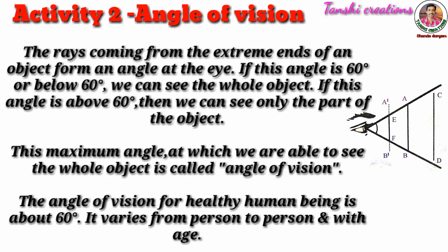Children, you have learnt that the value of least distance of distinct vision is about 25 centimeters and the value of angle of vision of a human being is about 60 degrees. You also learned that these values change from person to person and with the age of the person. But why do the values of least distance of distinct vision and angle of vision change from person to person and with age of person? To answer these questions, we need to understand the structure of the human eye and its functioning.